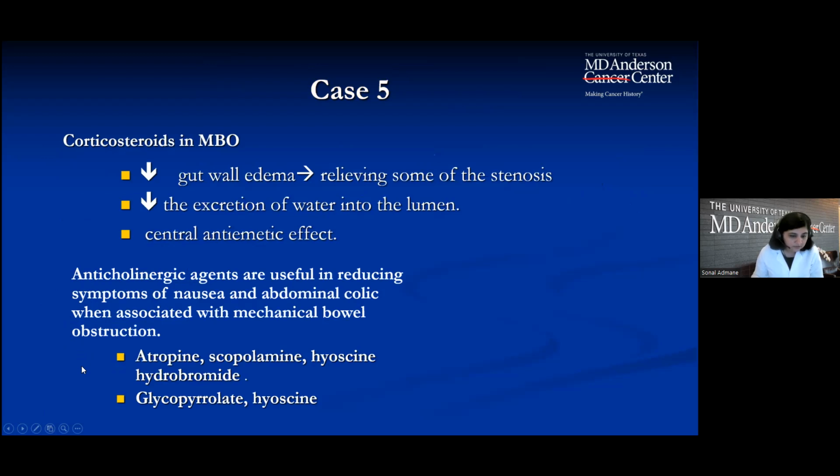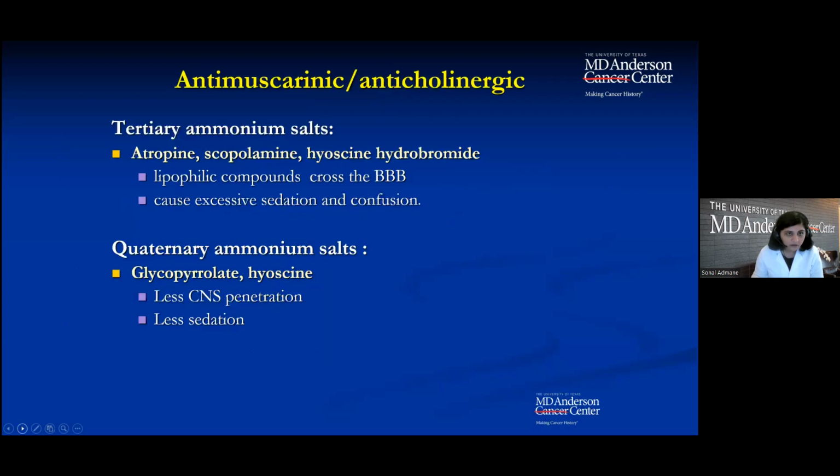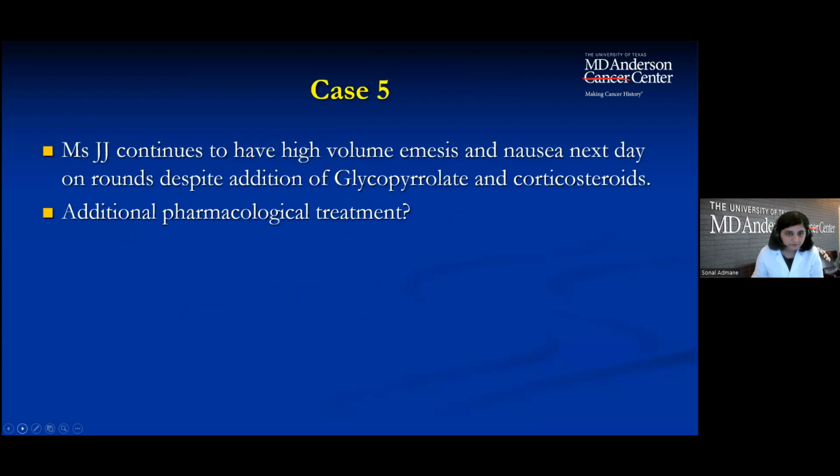They do cross the blood-brain barrier and have central nervous system side effects like sedation. Alternatively, where available, glycopyrrolate can be used because it doesn't have CNS side effects. Let's see. So you try treatment with steroids and glycopyrrolate, but she still continues to have really high volume emesis, and her NG tube continues to put out a lot of fluid. So what do you do in this case? What is the next line of treatment?